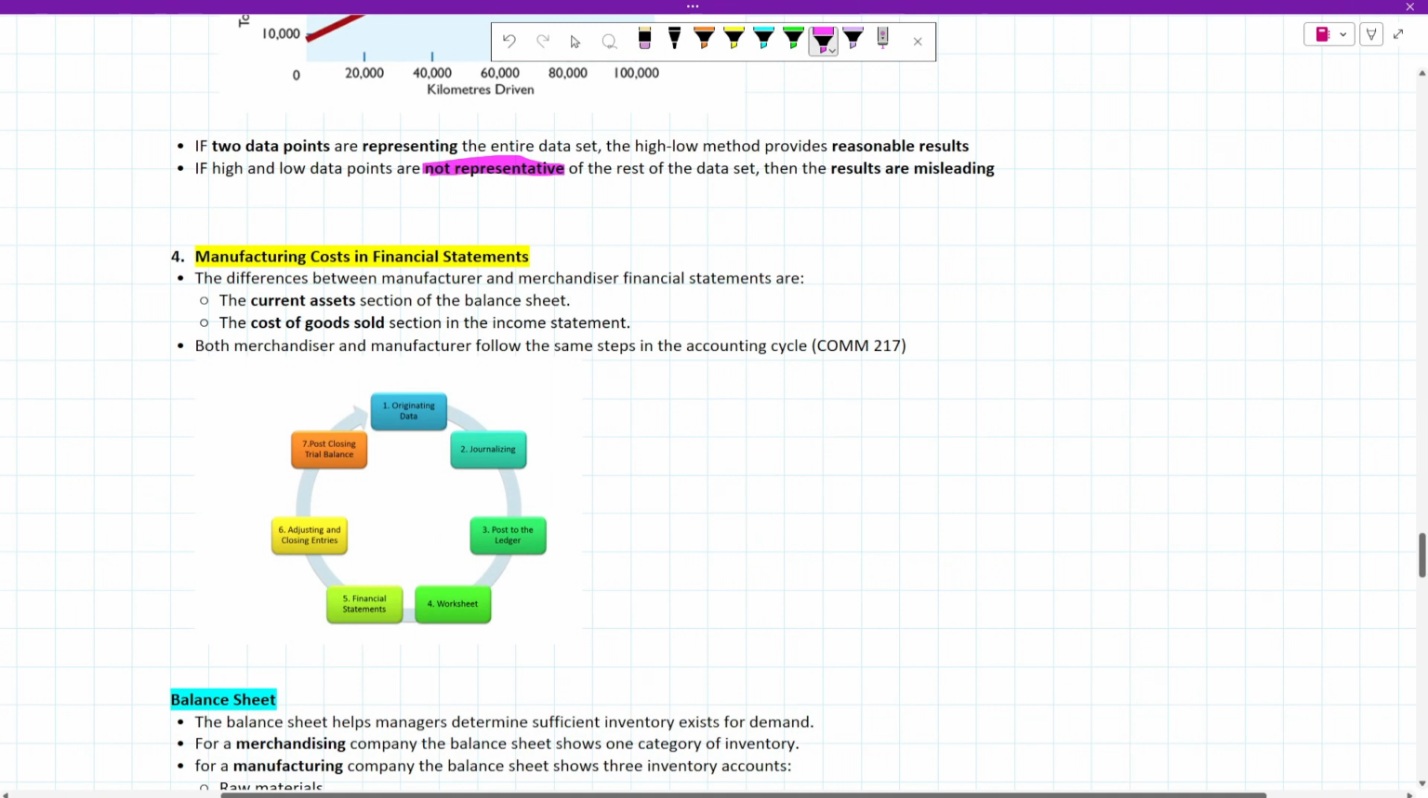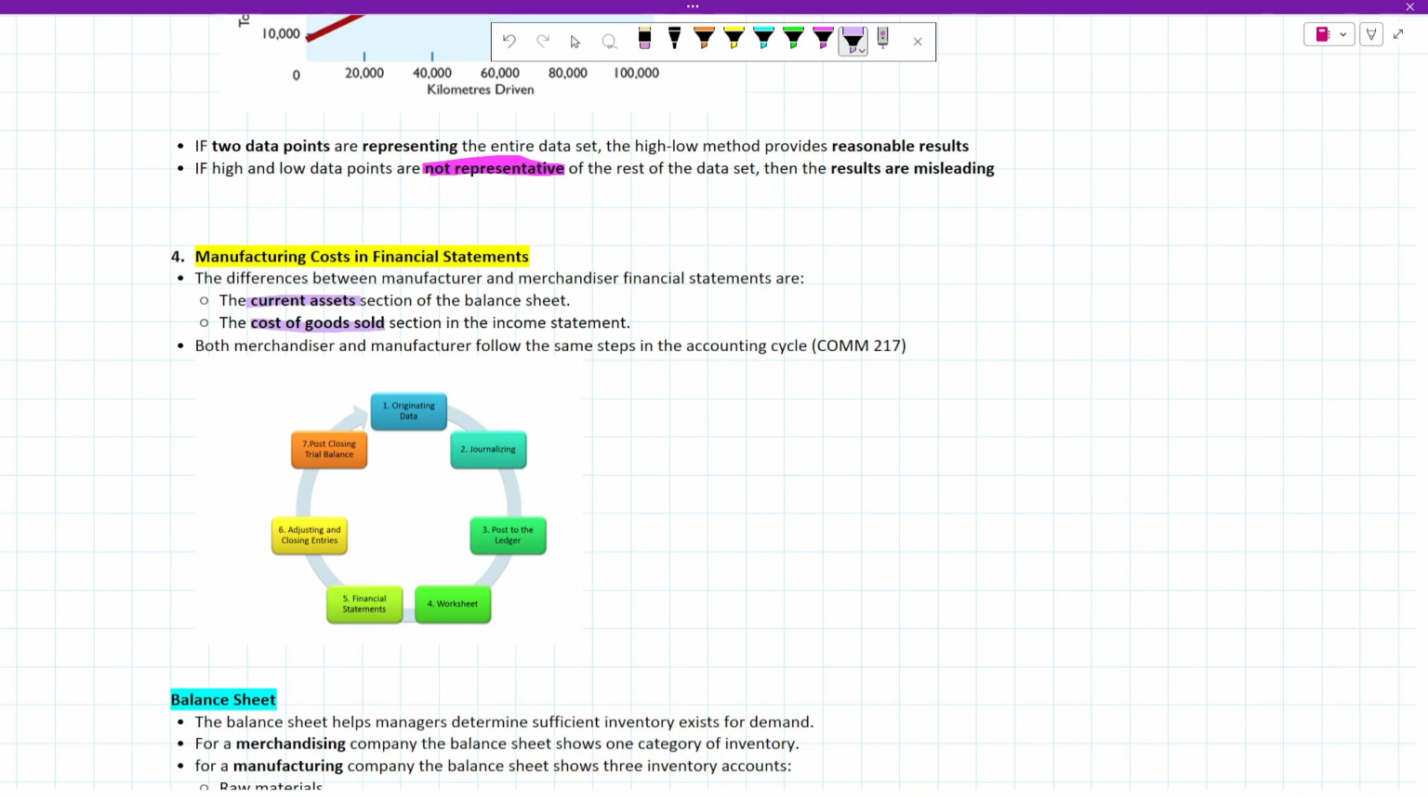So 4, manufacturing costs in financial statements. The difference between manufacturer and merchandiser financial statements are, well, the current assets section of the balance sheet. So I'll put that in purple. And the cost of goods sold section in the income statement.